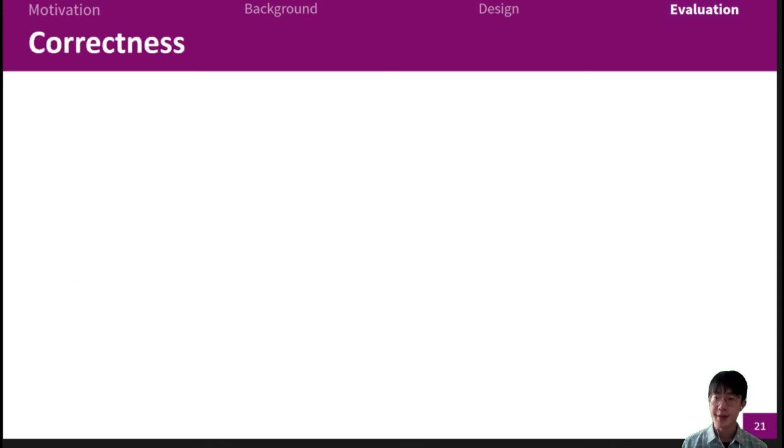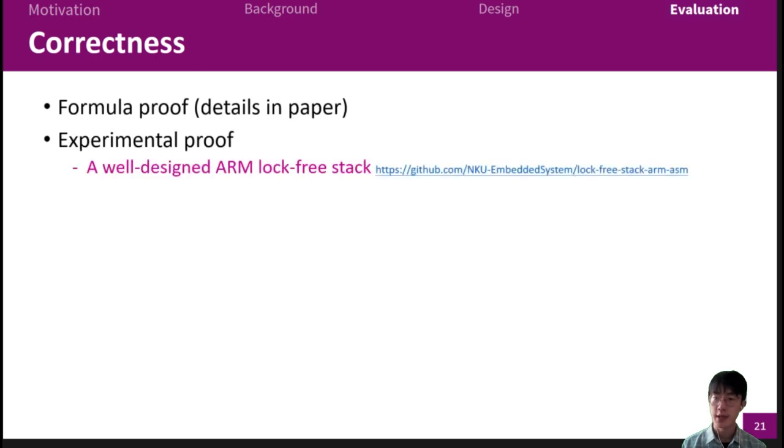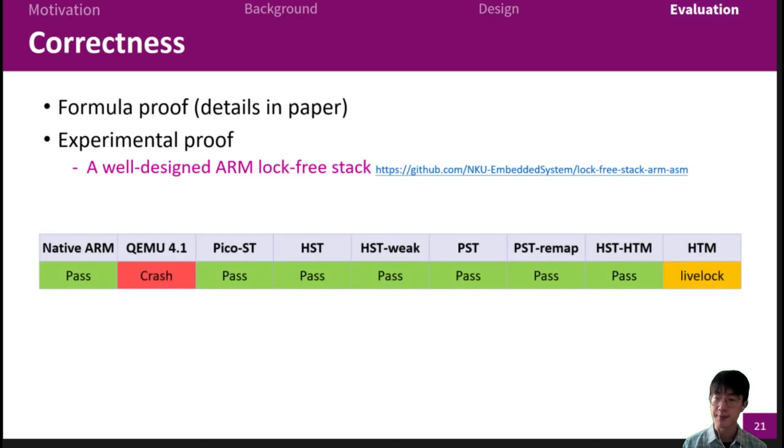To evaluate the correctness of the solutions, there are formal proofs in the paper. For experimental proof, we design an ARM lock-free stack that uses load link and store conditional to avoid the ABA problem. You can access the code in our repo. The program runs correctly on a native ARM machine, but crashes on QEMU emulation. For the straightforward HTM implementation, it would fall into live lock. For all other solutions, the lock-free stack successfully executed.